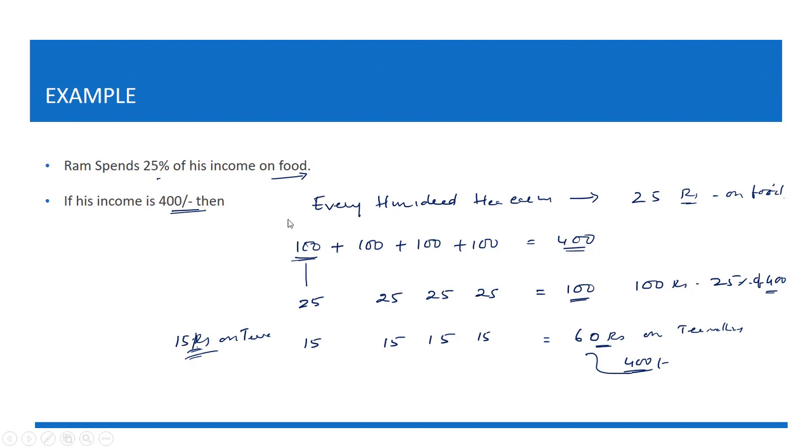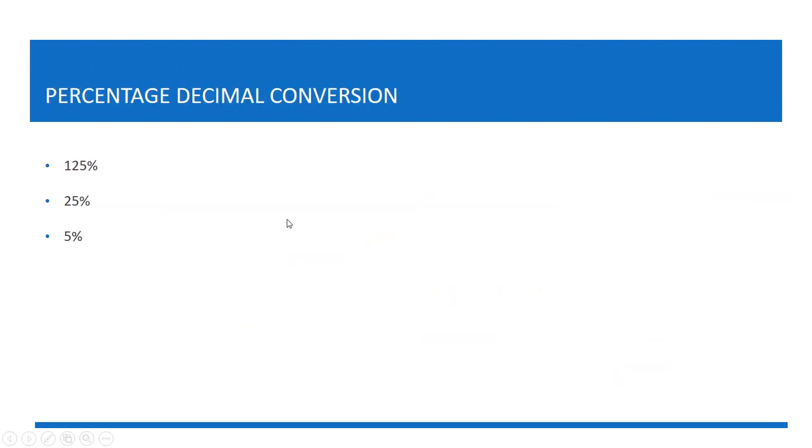Let us check out here. First of all, let us convert percentage to decimal. It's a very simple one. Here they have given it in terms of percentage, and we need to convert it into decimal. To convert it into decimal, you are supposed to divide by 100, that's it. 125% means 125 divided by 100, which is going to be 1.25. So 125% in decimal is 1.25.